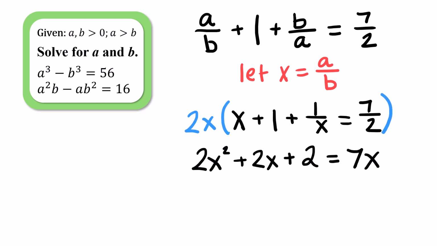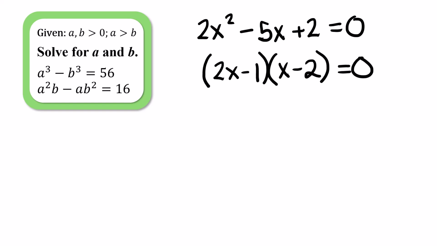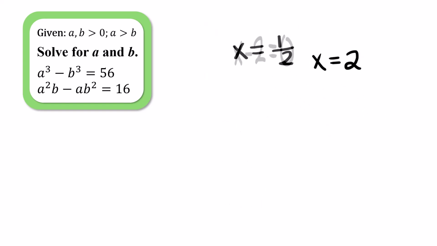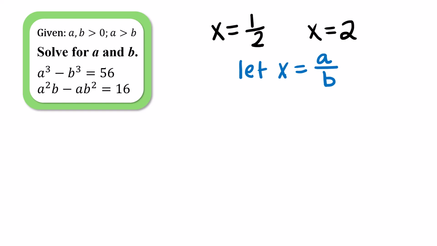I'm going to subtract 7x from the 2x on that side, and so we have a 0. That's always nice. If I can factor that, give me a sec. Yep, there it is. Once it's set equal to 0, you can do the zero product property, and I can solve for x. So I have x equal to 1/2 and x equal to 2. Don't care about x. I'm trying to get to a and b, so we have to bring that back in. Rewrite this as a over b equals 1/2 and a over b equals 2.